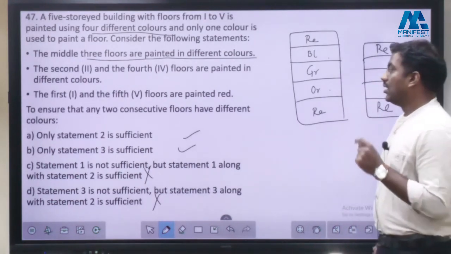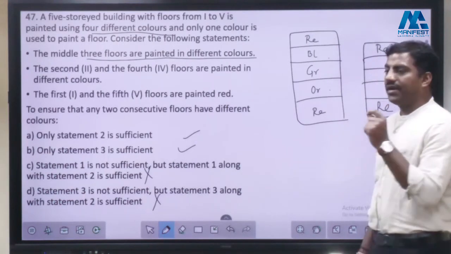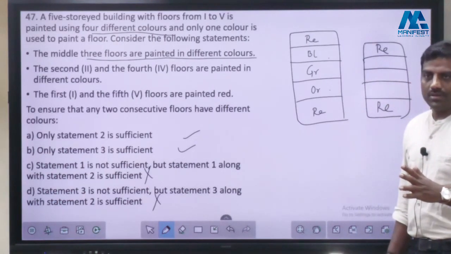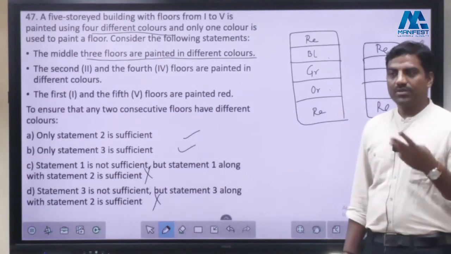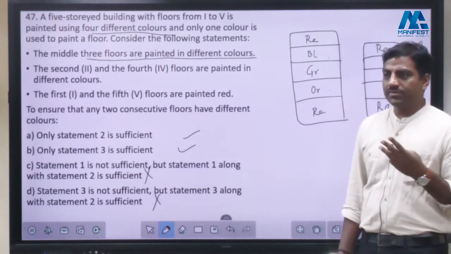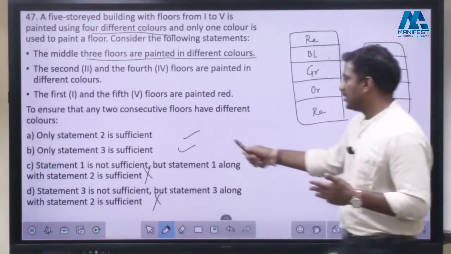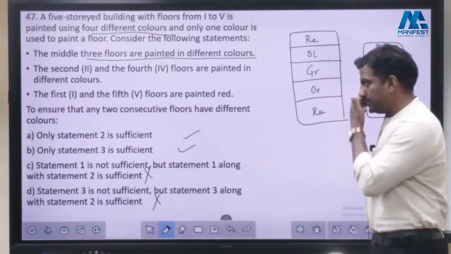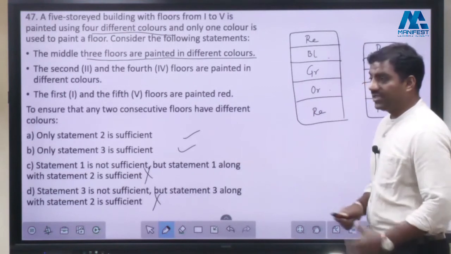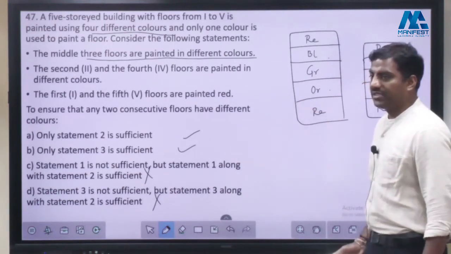Statement 3. First and fifth floors are painted red. How many colors are left? 3. All those 3 have to be used? Yes. So even that is also fine. Statement 3 is also sufficient. Statement 1 is not sufficient. No, statement 1 is also sufficient.